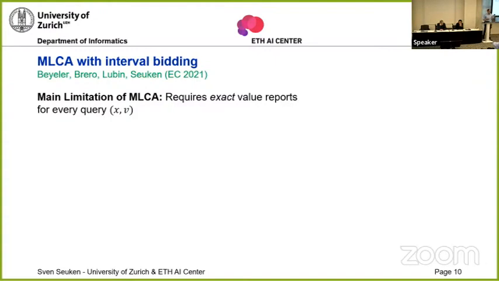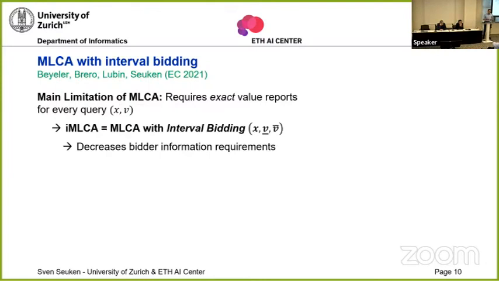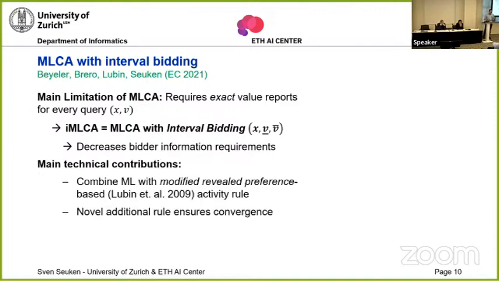Now, one main limitation of that approach was that these value queries going to the bidders required exact answers. So if I asked Pathak, what's your value for a bundle AB, he had to answer $2 million. And that's very costly to figure out for a bundle. And so one improvement we did in a paper we published at EC21 is we developed MLCA with interval bidding, where the bidder could respond with an interval. So for example, you could say, my value is between $1 million and $3 million. This significantly decreases the informational requirements from the bidders.